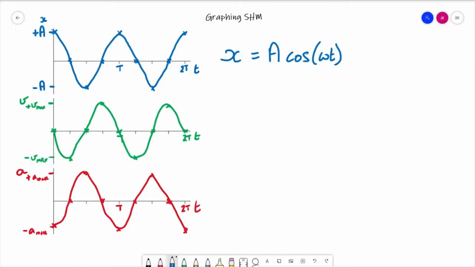Now what I'm going to do, I'm just going to flip over to a new slide to show you why that's the case, and hopefully just to prove to you that that is the equation to give that blue line that we've got on the graph there. And then we'll come back to this slide and I'll work through and show you what the equations for V and for A are.